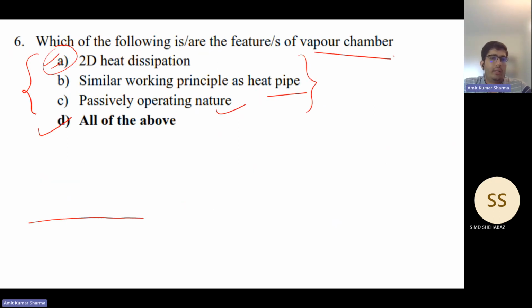Which of the following are the features of a vapor chamber? So 2D heat dissipation is there. Similar working principle as a heat pipe, and it is also passively operating in nature. So all of the above is correct.